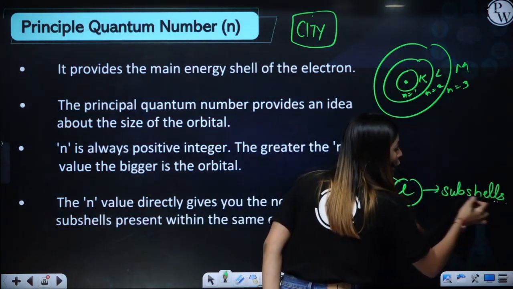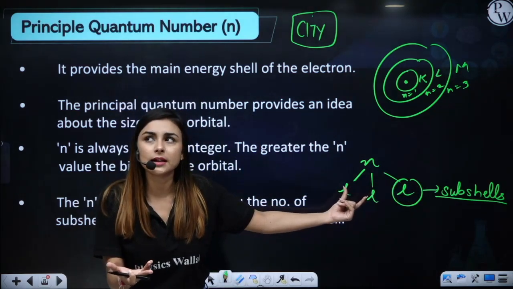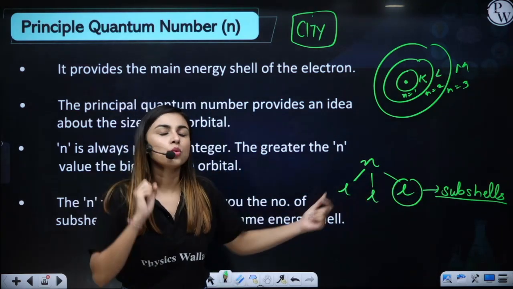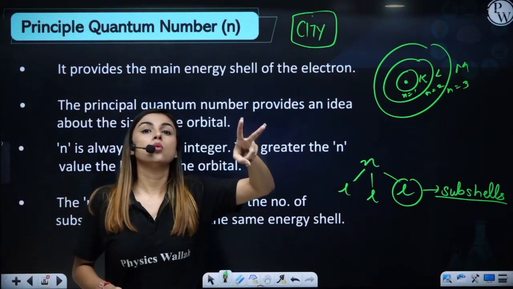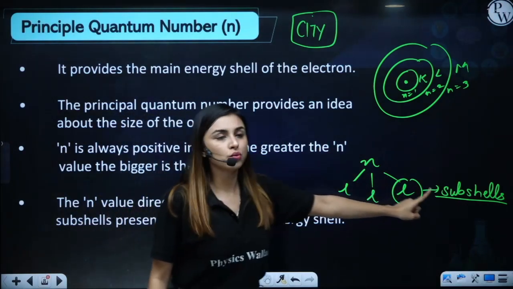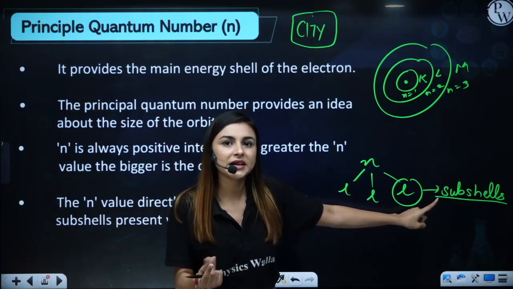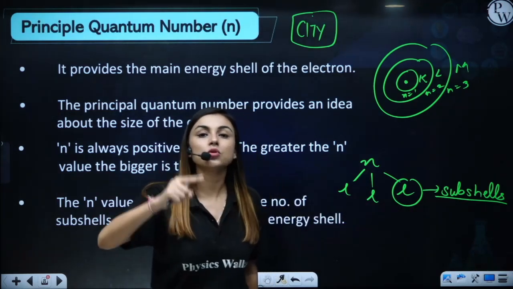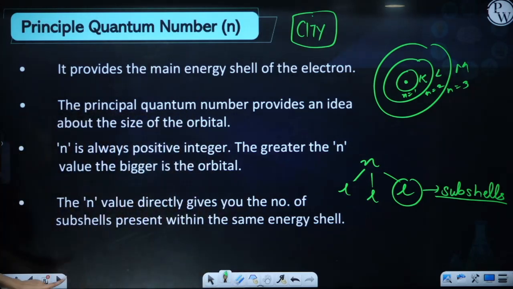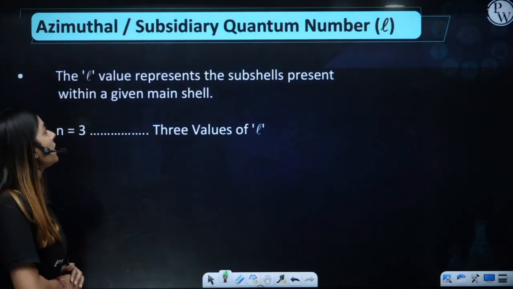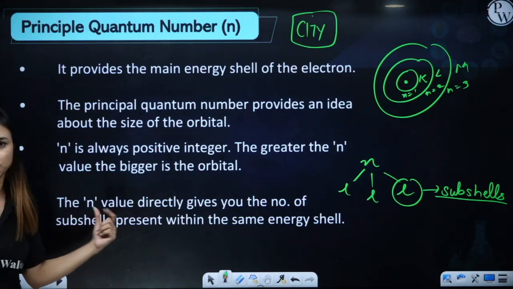So what is l? Which quantum number was l? Ma'am, quantum number l was the Azimuthal quantum number, right? Second quantum number. Perfect. So my dear students, which quantum number gives you information about subshells? Tell me the answer. Ma'am, the Azimuthal quantum number or the subsidiary quantum number, right? Yes. So now we are going to talk about the Azimuthal quantum number, right? Yes.